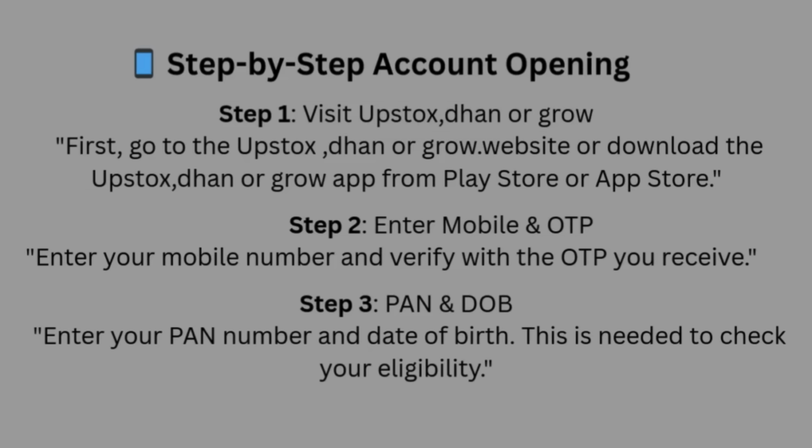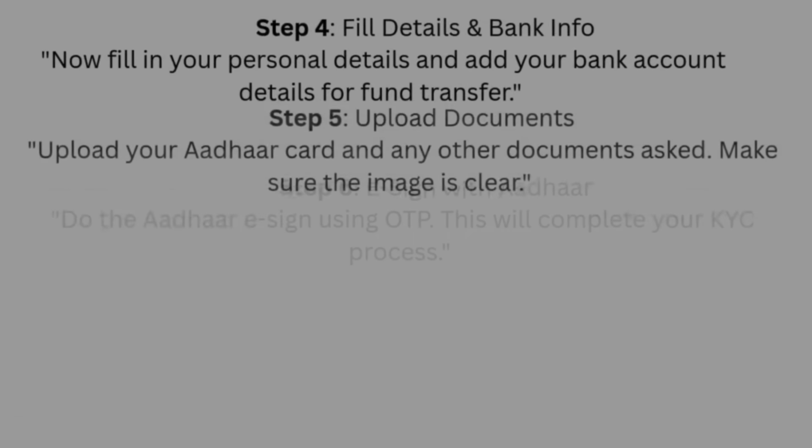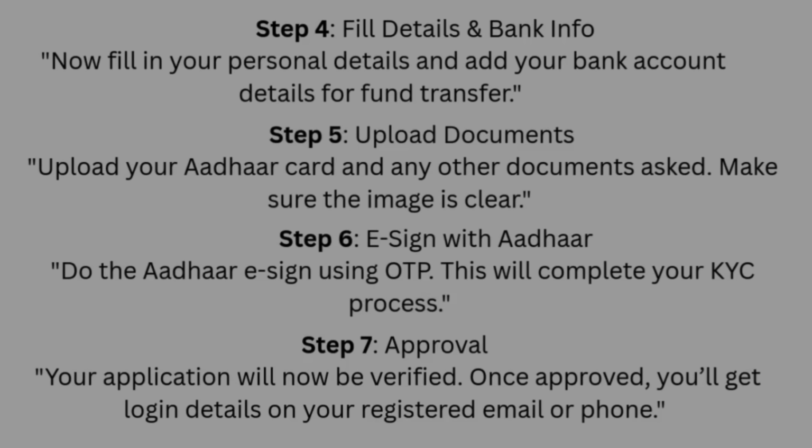Step 2. Enter mobile or OTP. Enter your mobile number and verify with the OTP you receive. Step 3. PAN or DOB. Enter your PAN number and date of birth. This is needed to check your eligibility. Step 4. Fill details or bank info. Now fill in your personal details and add your bank account details for fund transfer.